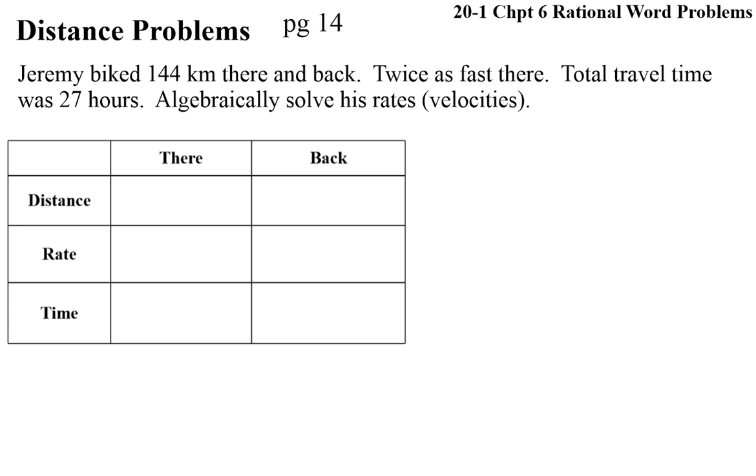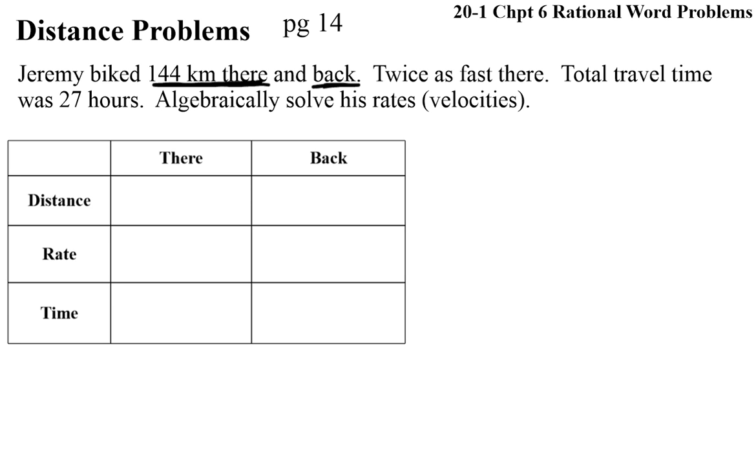Anyways, here we go. Distance problems. Let's take a look at the first example. Jeremy biked somewhere there and back. I abbreviated these. So Jeremy went somewhere, 144 kilometers, and then he came back. What assumption are we making? We're assuming that there is 144 kilometers there, and back is 144 as well. Always assume the same route.